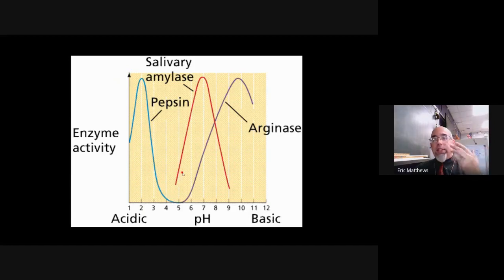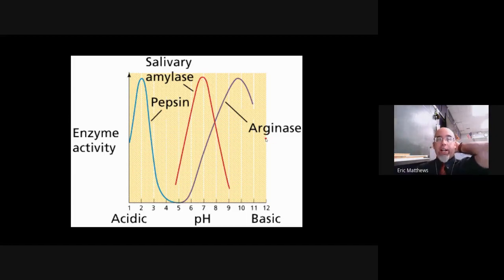Salivary amylase is in your mouth. That's what breaks down starches. Notice that one works from 5 to about 9 with its best at neutral, which is 7. Makes sense. You don't want your mouth dripping caustic acid, so your mouth generally is not super acidic.